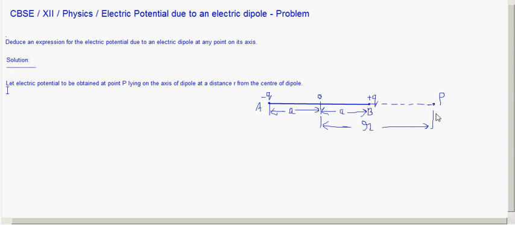We know by the superposition theorem the potential at point P is the sum of the potentials due to minus q and plus q.